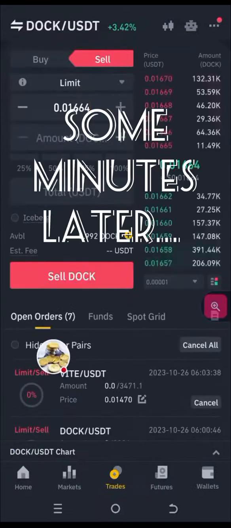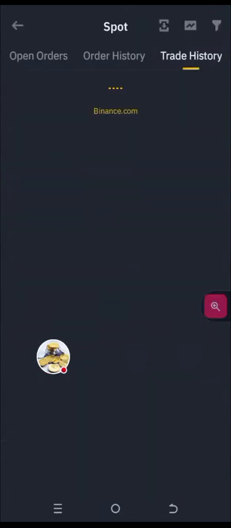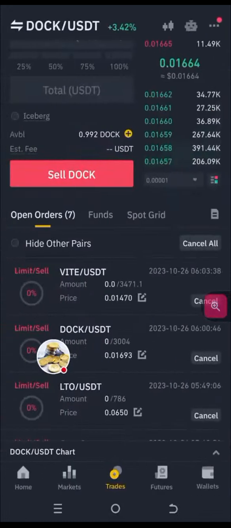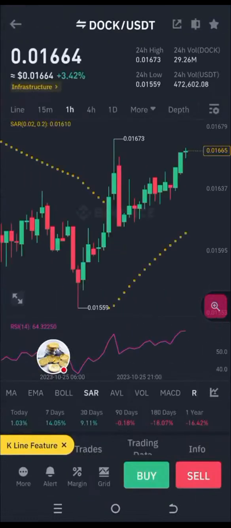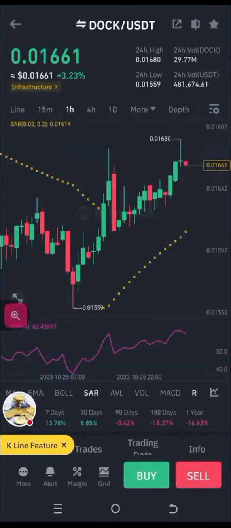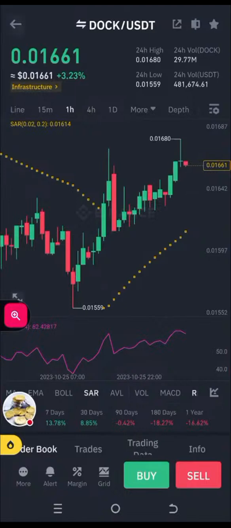Let's see what's happening in Doc. How much did we buy it at? I can't even remember. Let's check how much we bought Doc. We got it at 16.63. It's going up. It just needs some more time to push up. I think it was 166 we bought it at. Let's be sure. I think it was 166. So it's going down lower right now.